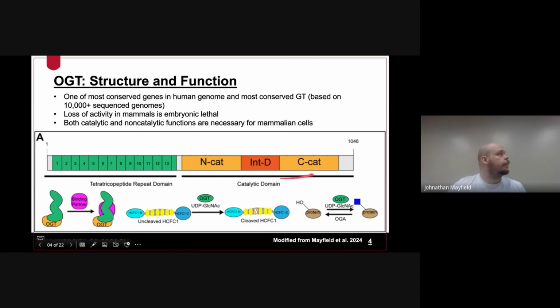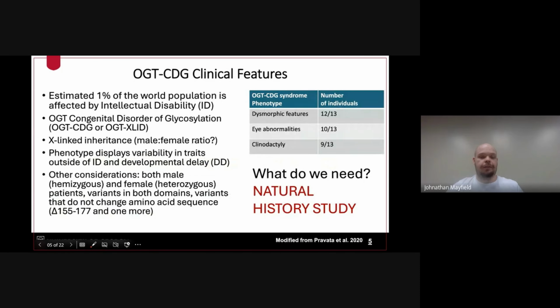So next, let's see if I can get there. Kind of want to talk briefly about the clinical features that we see for OGT CDG, or XLID. So broadly, it's estimated that 1% of the world population is affected by an intellectual disability. Within that 1%, you have those that have mutation in OGT that causes an intellectual disability.